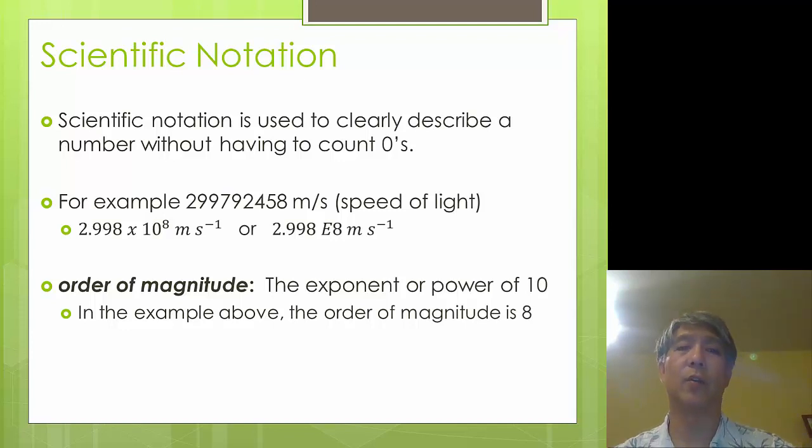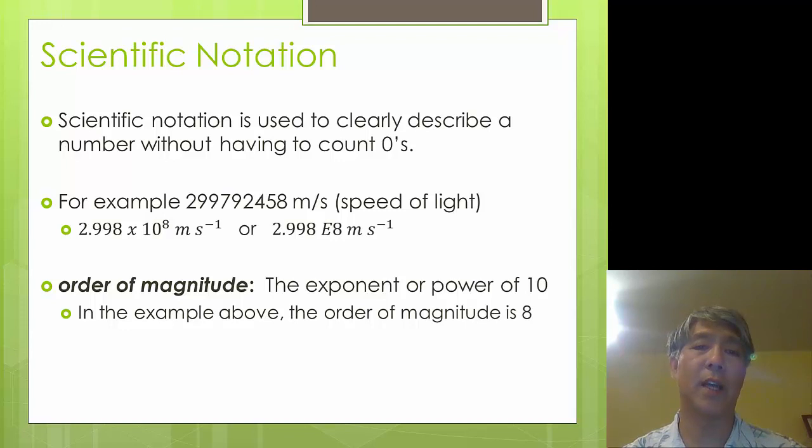And that brings me to scientific notation. We use scientific notation to clearly describe a number without having to count zeros. For example, the speed of light is given as 299,792,458 meters per second. I can't even figure out, especially since I don't have commas, what number that is without reading it really slowly. It's a lot easier if I express that in scientific notation as 2.998 times 10 to the 8th meters per second.